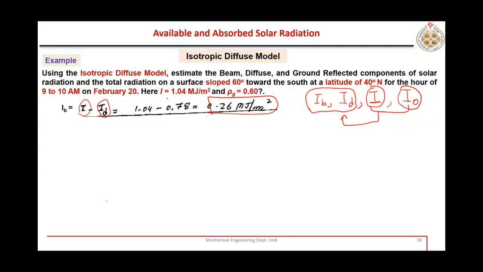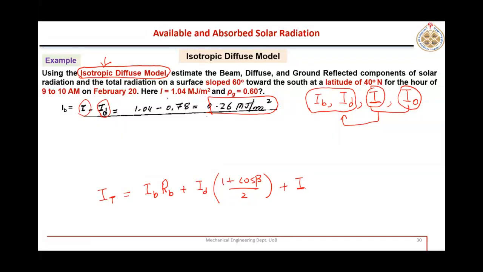And now we will put it in that main equation of I, but for a tilted surface, because our surface is tilted. That equation is for the isotropic diffuse model, the only model which we are studying in this course. That was IB on a horizontal surface, but for a tilted surface we have to multiply it with RB. Similarly, this is ID for a horizontal surface, but the surface is tilted. So for the diffuse part, this was the view factor for diffuse radiation.